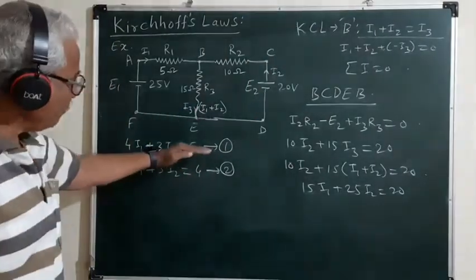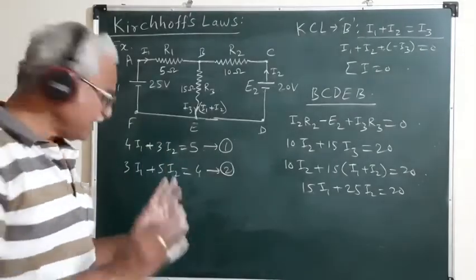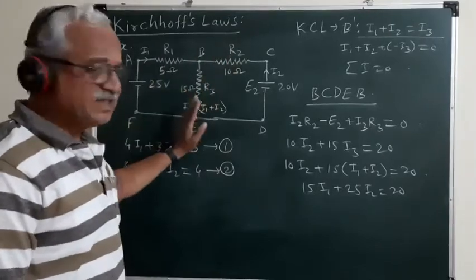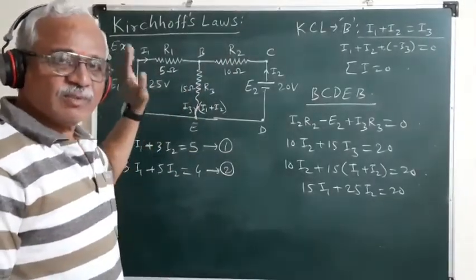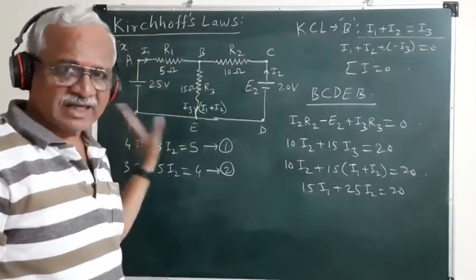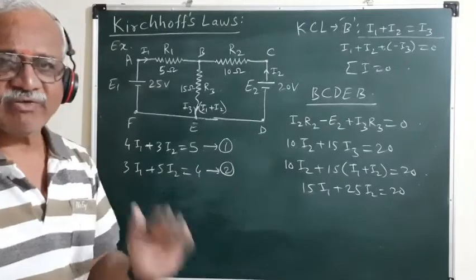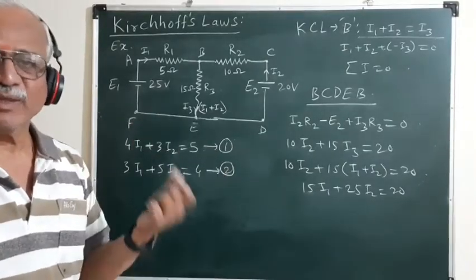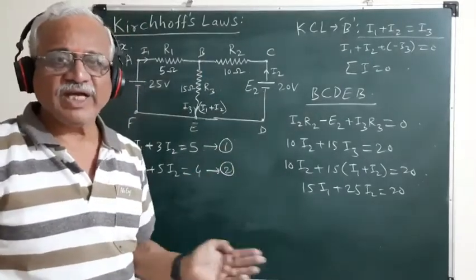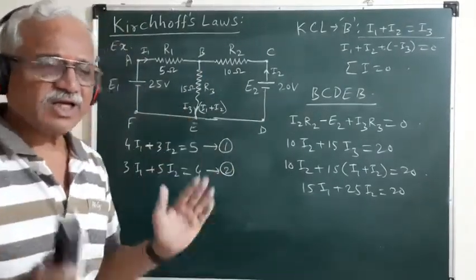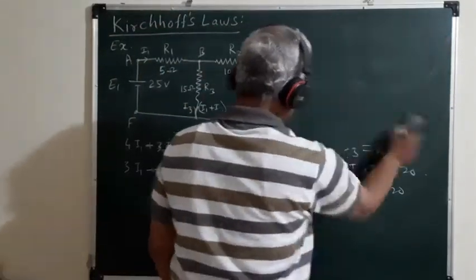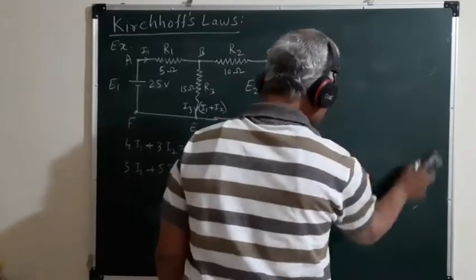And now by solving these two equations simultaneously, we can find out the values of I1, I2, I3 and the potential drops across the resistors R1, R2 and R3. So if we can find out the values of I1, I2, I3 and the potential drops across R1, R2 and R3, we can say that we have analyzed the given network. So let us solve these two voltage equations simultaneously.